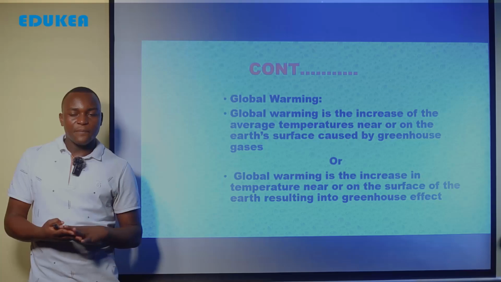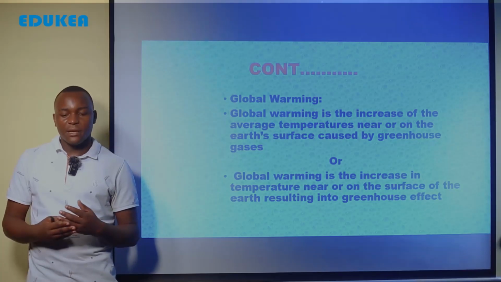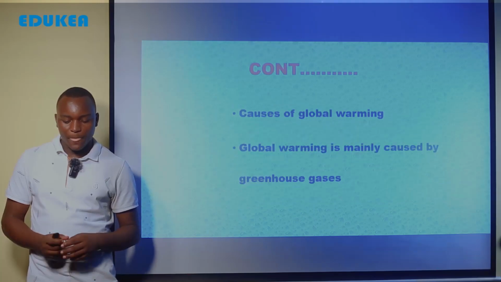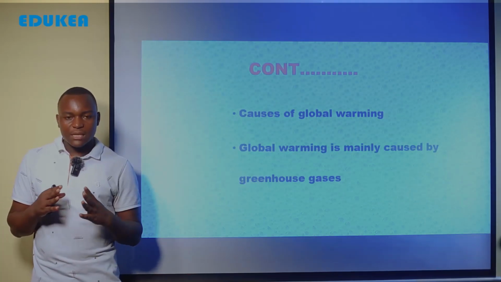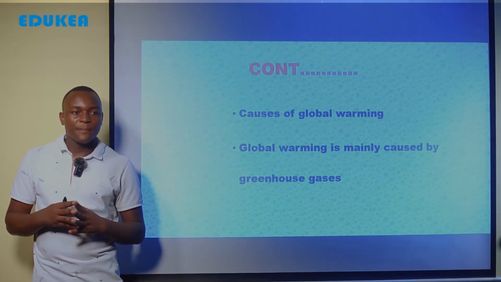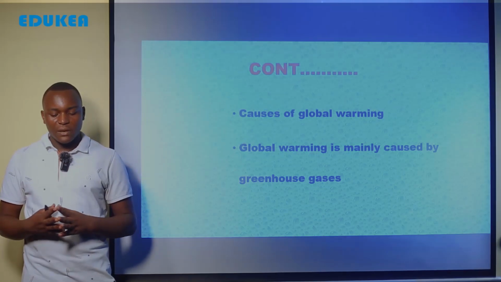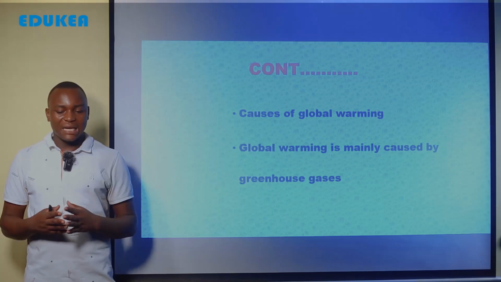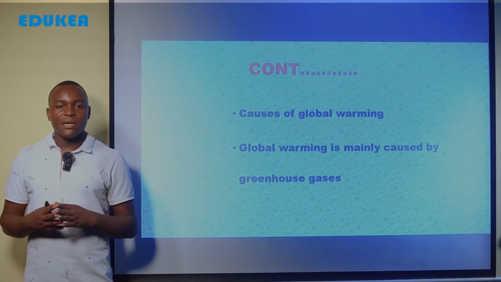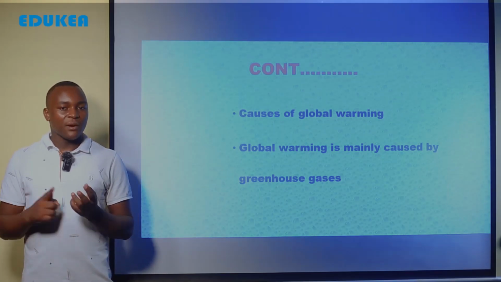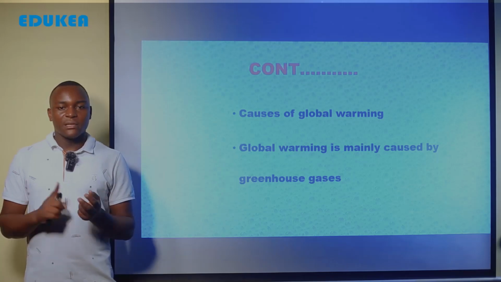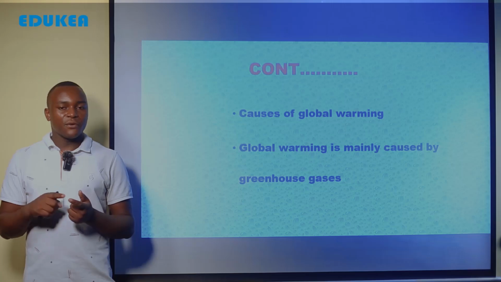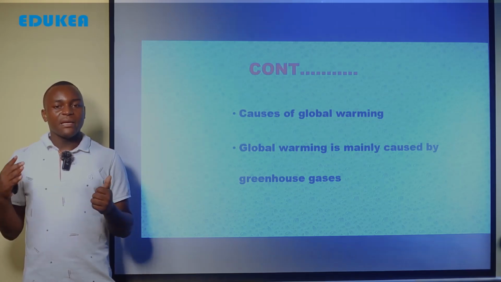So what are the causes of global warming? Kwamba visababishi vya global warming ni nini? Tunasema the main causes of global warming are greenhouse gases. Greenhouse gases kama tulivyoziona, kuna carbon dioxide, kuna dinitrogen oxide, kuna chlorofluorocarbons, kuna methane. Hizo ni examples za greenhouse gases ambazo zinapelekea kuwepo na global warming. So what is the effect of global warming?